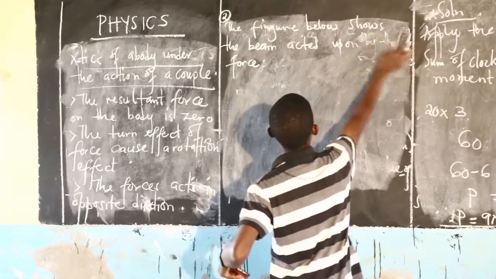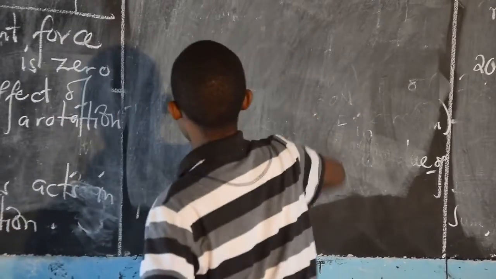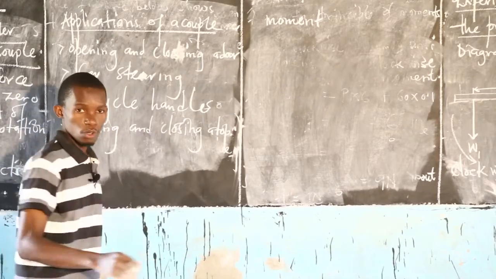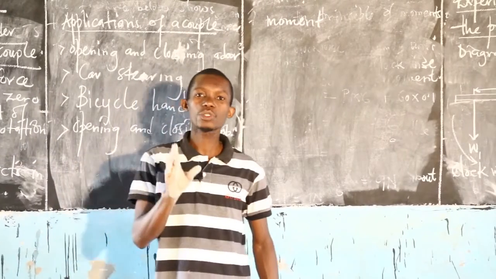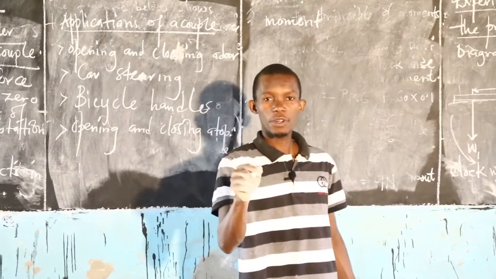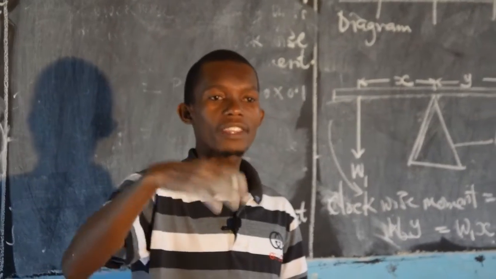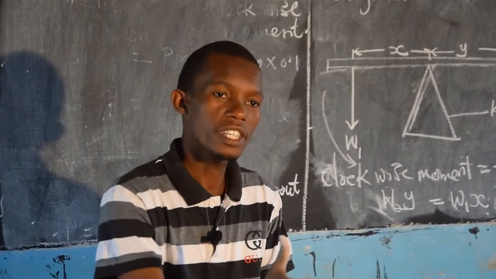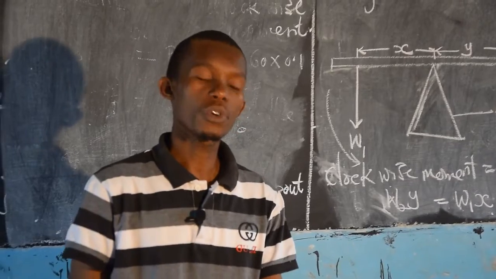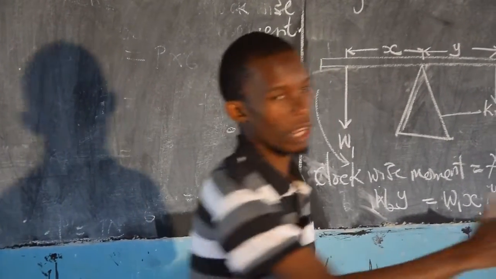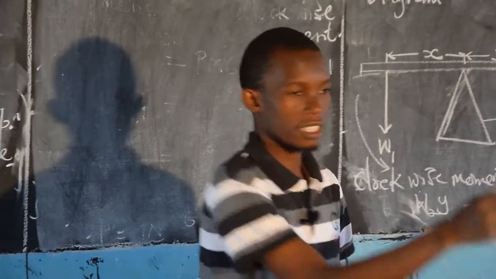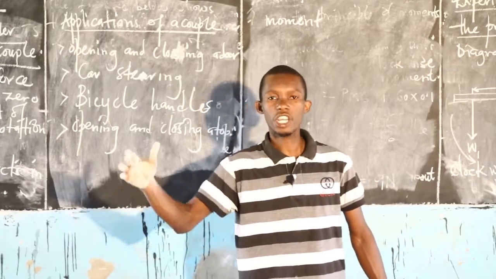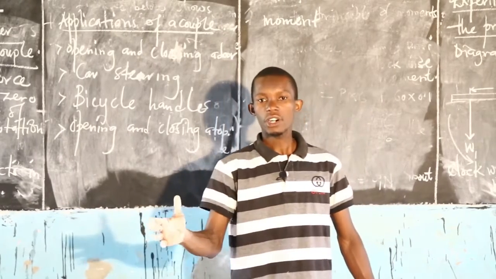What are the examples where this moment of a couple is applied? Applications of a couple. Where are these couples applied? Like closing and opening of a door. You try to close the door, you try to open the door. It goes, it comes back. But the forces are acting oppositely, and there is a rotation effect on it.